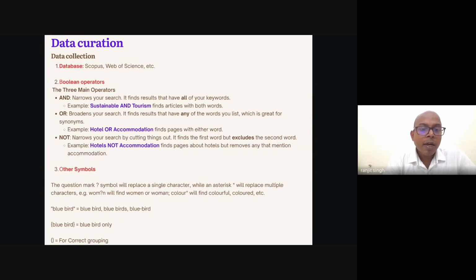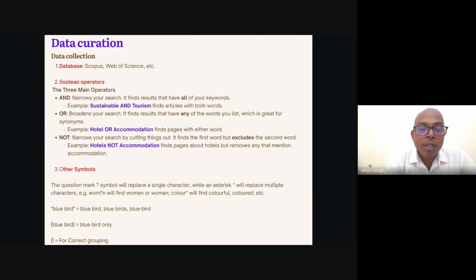Next is the star bracket, which will be used when you need that particular word. And next is the bracket, which you can use for grouping words. Because if you are using 10 to 12 words, you can use the bracket, because the bracket will act to form the grouping.